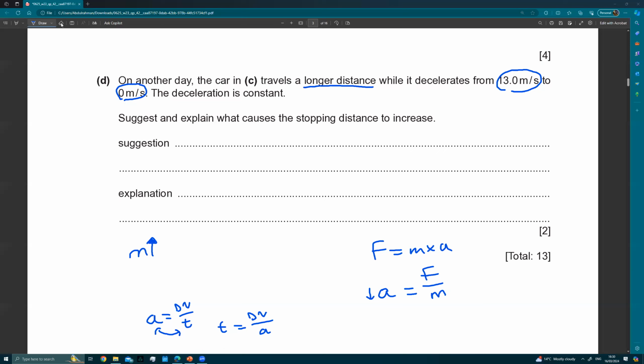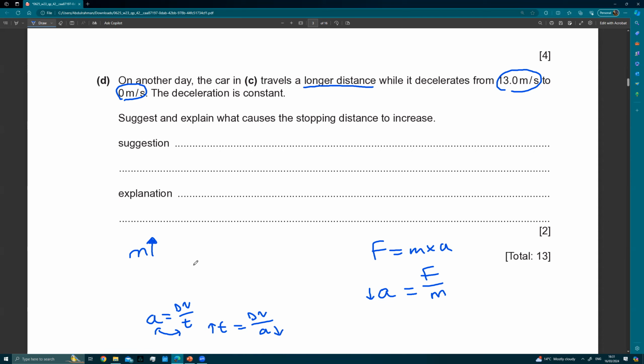So, yeah. Now, notice that if you have a larger acceleration, you're going to be dividing by a larger number, so you have a smaller time. Likewise, if you have a smaller acceleration, or your deceleration is smaller, it's going to take longer for the car to stop.